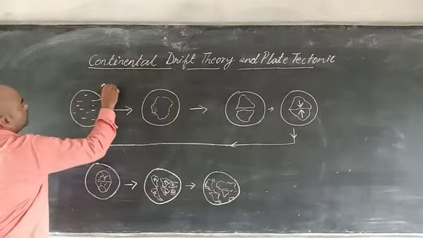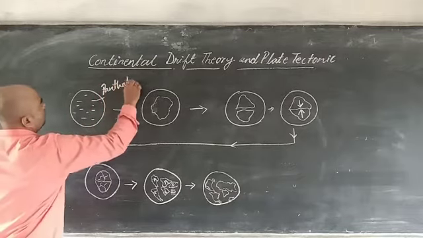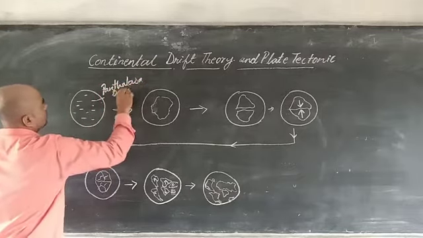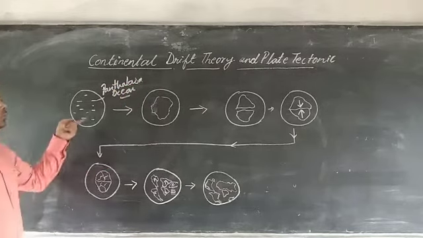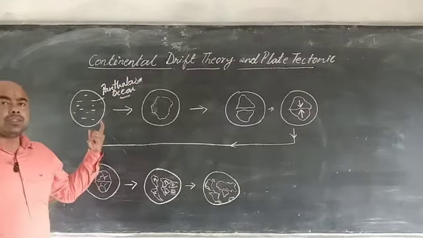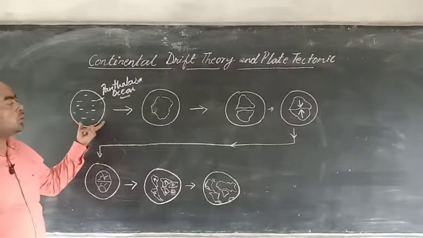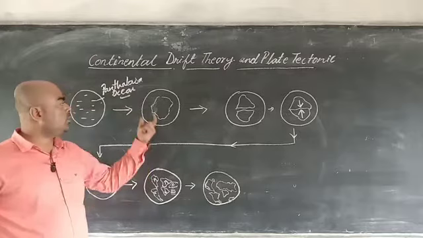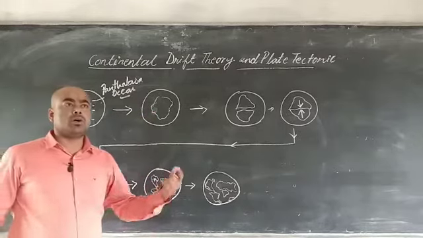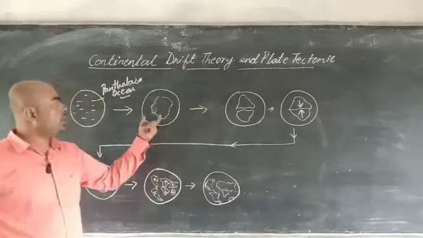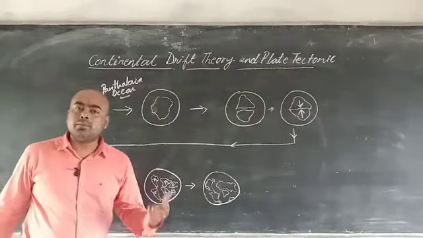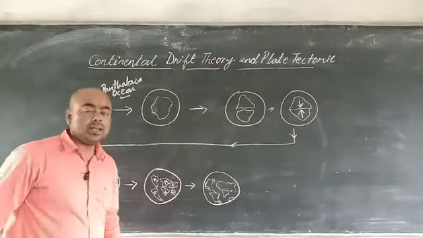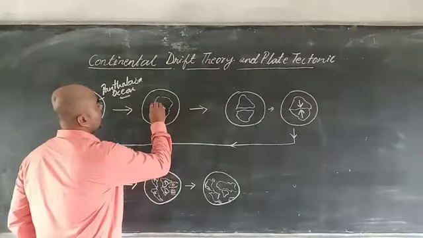When the earth was full of water, this water was known as the Paleoclimatic ocean. Later on, because of evaporation and the solidification of the inner part of the earth, one big continent, one huge landmass, came into existence. That landmass we call Pangea.